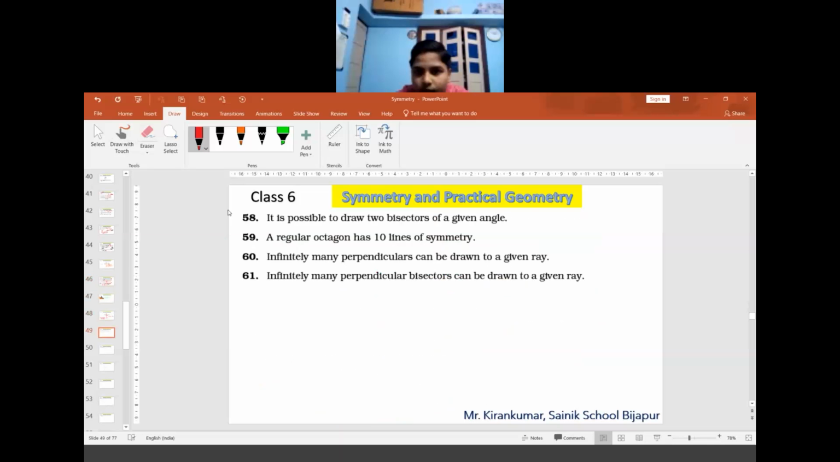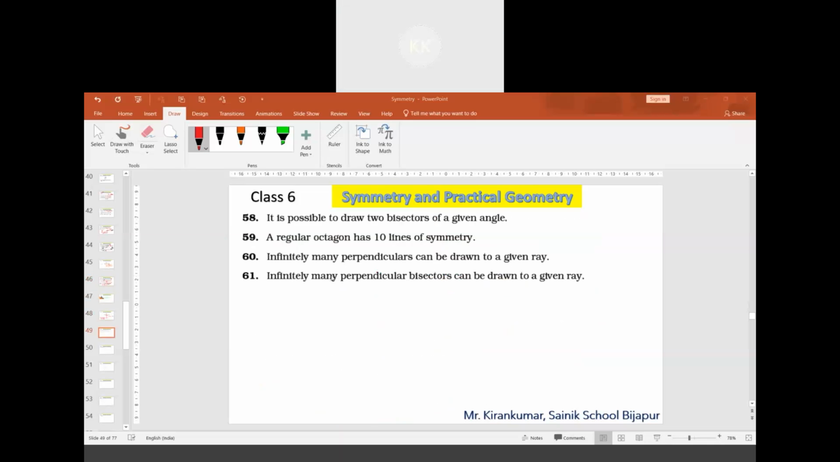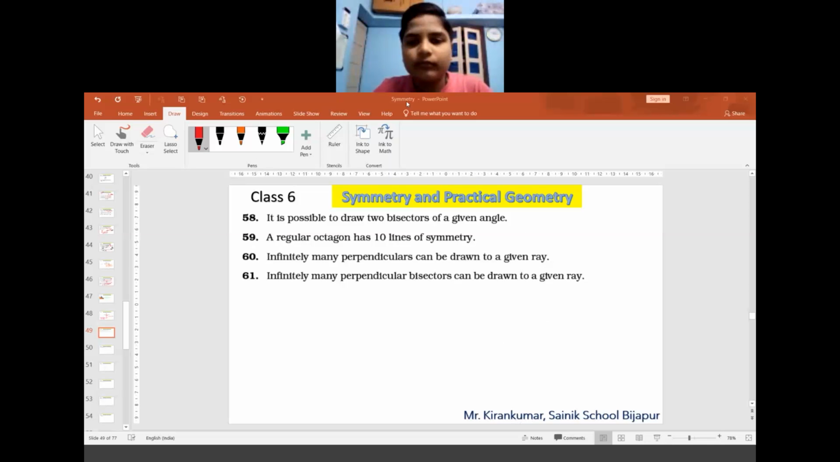Statement number 58: It is possible to draw two bisectors of a given angle. Can we bisect a given angle? You know how to bisect, using a compass? Did you learn it? You didn't learn. Okay, let me show you in a simple way how to construct an angular bisector.